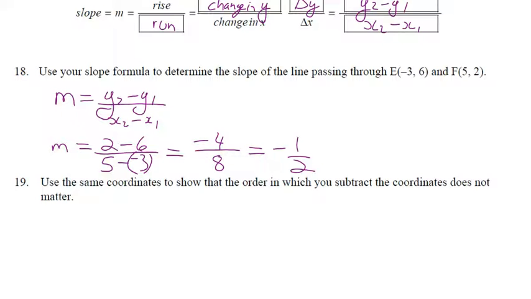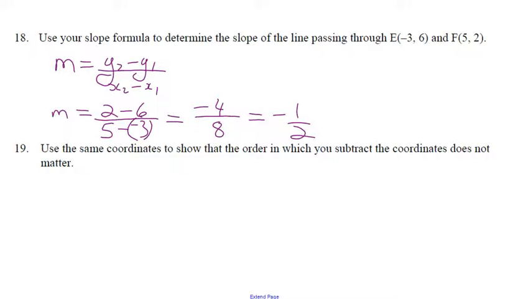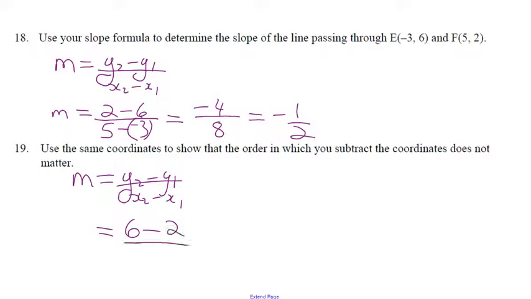What if you use these same coordinates to show the order in which you subtract the coordinates does not matter? Again, what if we said y2 minus y1 over x2 minus x1, and this time you chose 6 as y2. That would make 2 y1, negative 3 x2, and 5 x1. So this would be 4 over negative 8.